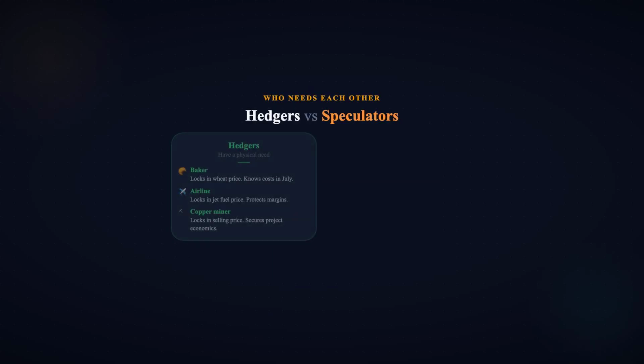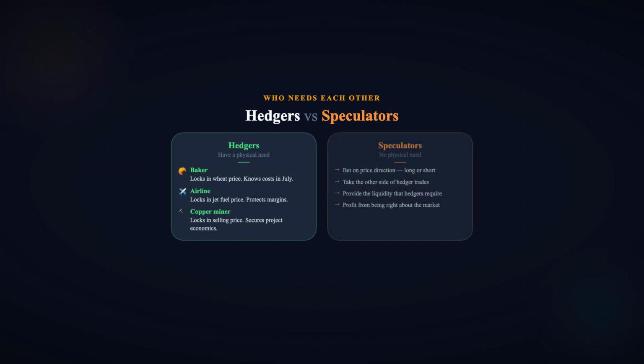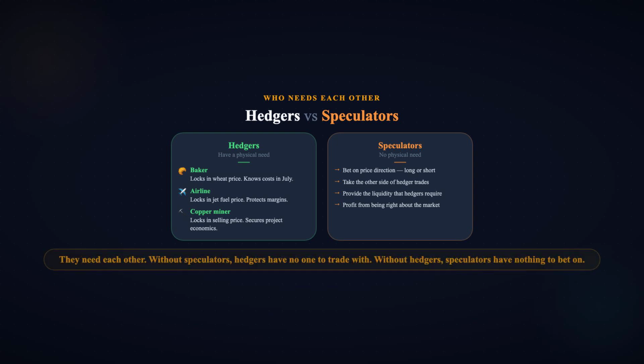Futures markets work because two very different groups of people need them for opposite reasons. Hedgers want to remove price risk. The baker from our opening story. The airline that knows it needs jet fuel in 6 months. The copper miner who wants to lock in a sale price before the mine starts production. They enter the futures market not to profit from price movements, but to eliminate the uncertainty that would otherwise make planning impossible. Speculators want price exposure.